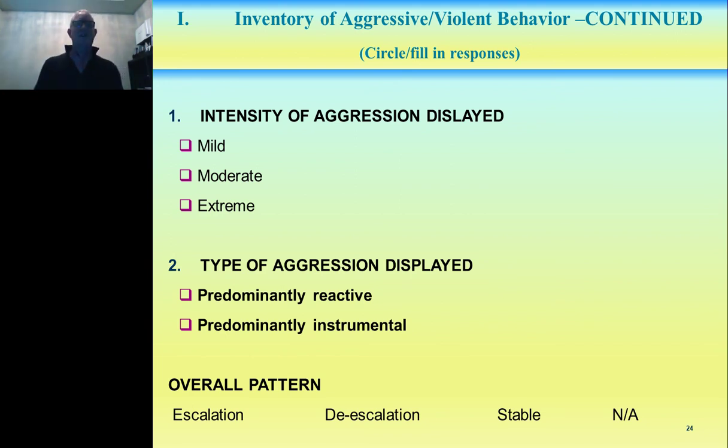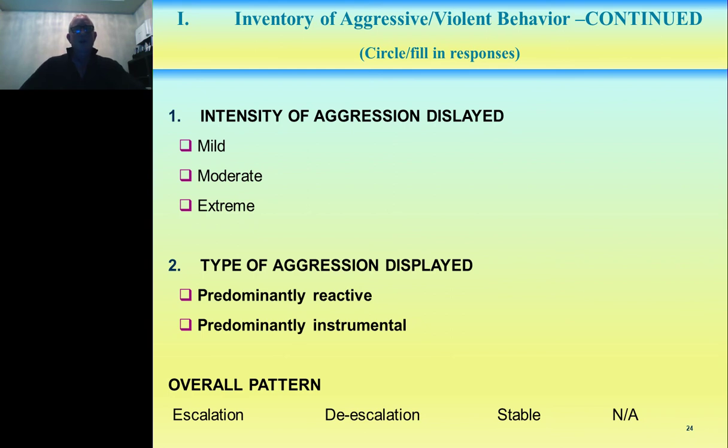And then intensity of aggression display. This is supposed to be display. Sorry for the typo. So what is that aggression? Is it pushing somebody? Is it slugging them with their fist? Pushing might be mild. Slugging them with the fist in the jaw might be moderate. Taking a bat to them and kicking them in their ribs when they're down, in the head, would be extreme, or, you know, using a knife or other weapon on them would be extreme.